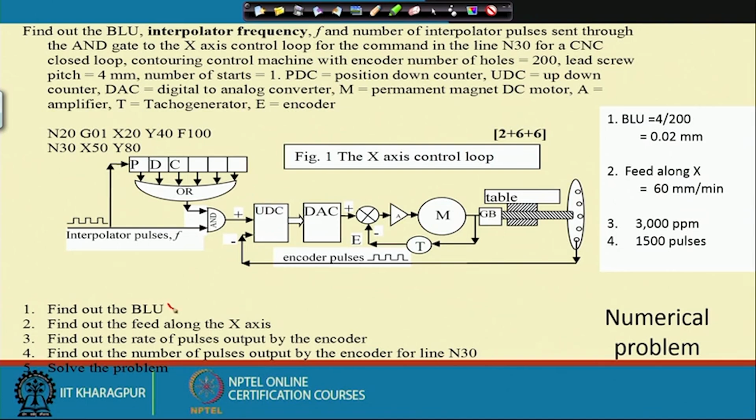Find out the basic length unit. How is the basic length unit decided? This is a closed loop system in which we are keeping track of the movement which is taking place, and the encoder sends back pulses. Each pulse is therefore our smallest unit of the actual movement carried out. What is this smallest unit? So how many holes does the encoder have? 200 holes. That's fine. So each rotation of the lead screw also causes 200 holes to pass through.